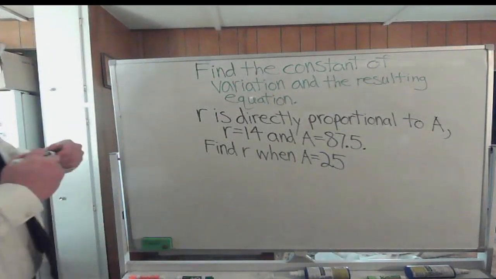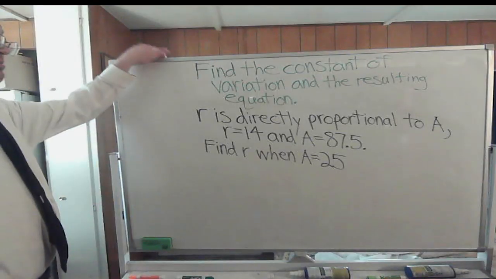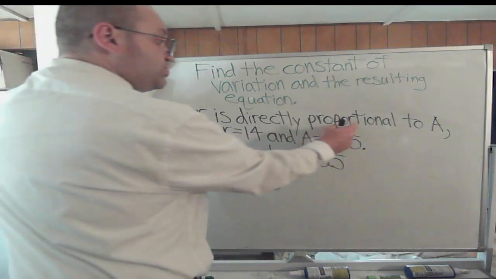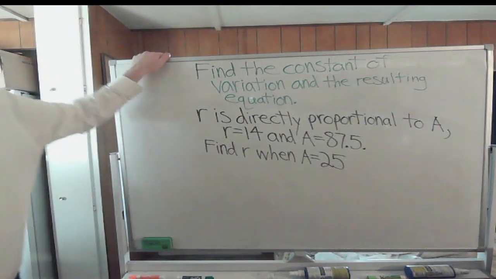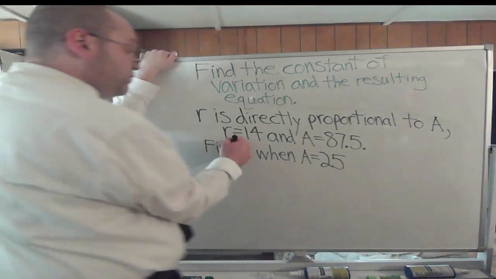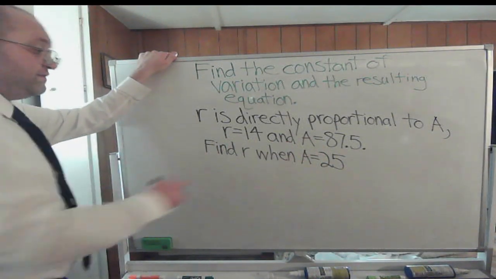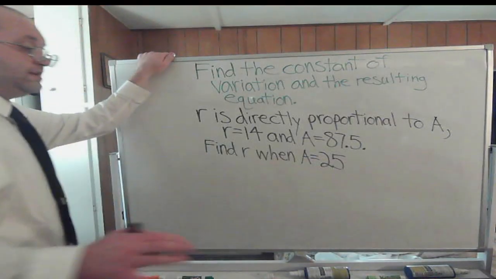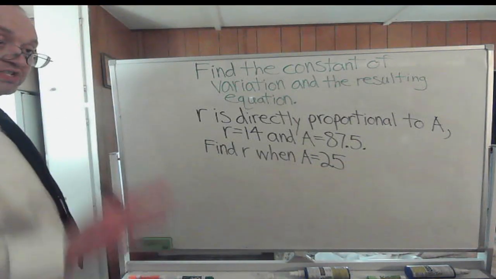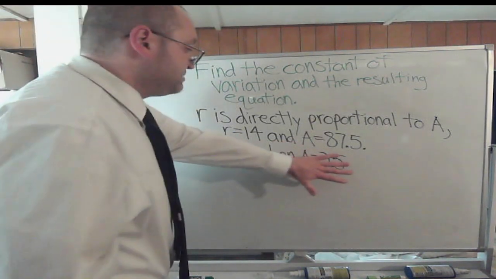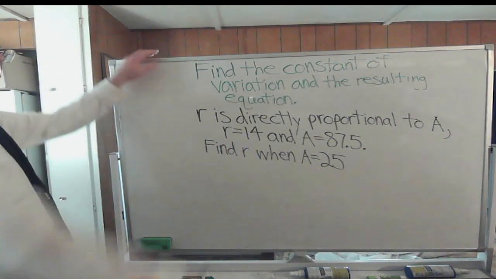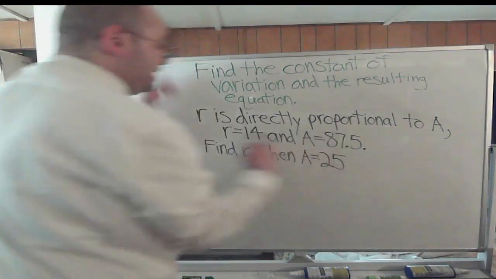Okay, so we have the problem here. R is directly proportional to A. R equals 14 and A equals 87.5. Find R when A equals 25. So to start with, ignore the last sentence, pretend it doesn't exist. Start with R is directly proportional to A.